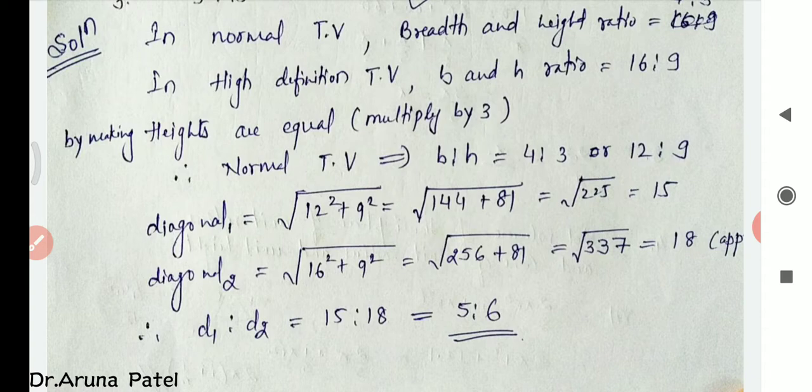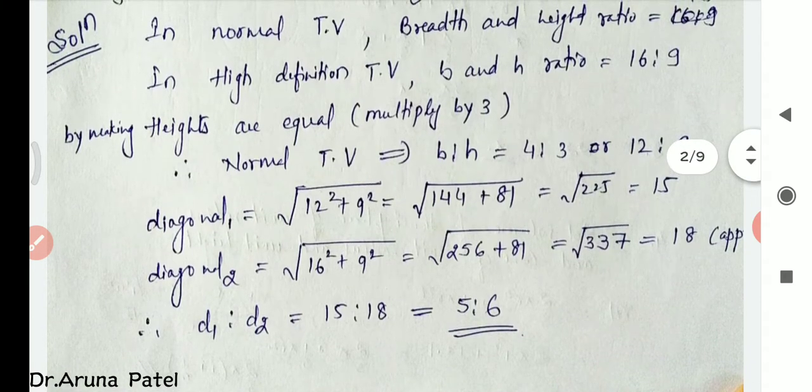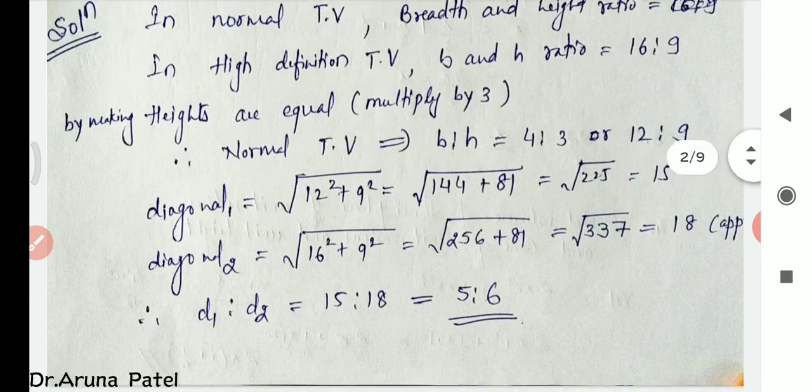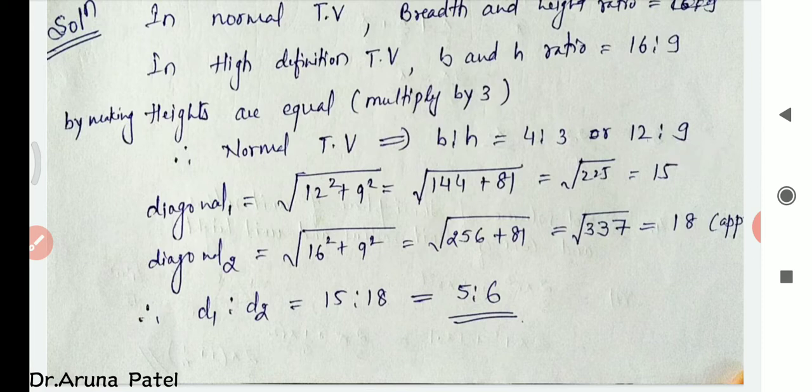Now the diagonal, by Pythagoras theorem, is the square root of perpendicular square plus base square. So here 12 square plus 9 square equals root of 144 plus 81, which is root of 225, which equals 15. Similarly, diagonal 2 is equal to root of 16 square plus 9 square, which is root of 256 plus 81, which equals root of 337. On simplifying, we get 18 approximately. So the diagonals d1 and d2 are in the ratio of 15:18.